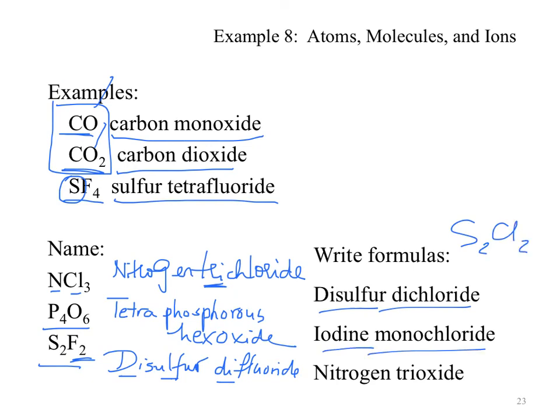Iodine monochloride. Iodine is I, chloride is Cl, and it says mono, so we'll keep it as is. Nitrogen trioxide. Nitrogen is N. Oxide means oxygen, so that's O. There are 3 of those because it's tri. We call it NO3.